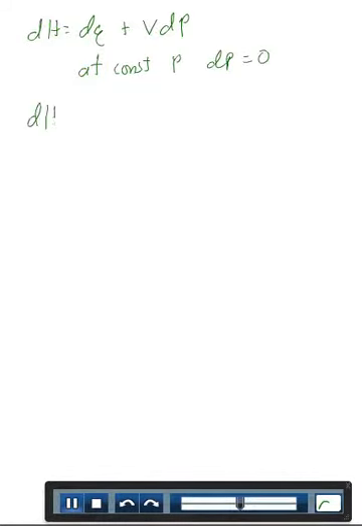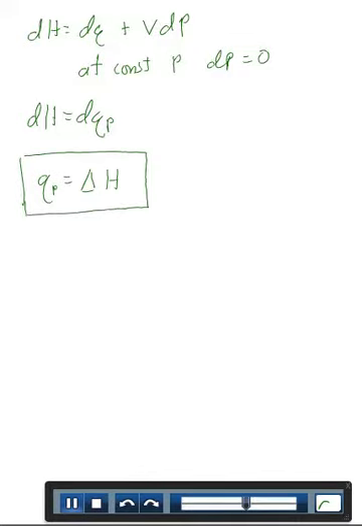Now the PdV terms, these two terms cancel, and so we get dH is equal to dq plus volume times the change in pressure. Well, at constant pressure, the change in pressure is equal to 0. Therefore, dH is equal to dq at constant pressure. Now, if we integrate both sides of this equation, we'll get q at constant pressure is equal to just the change in the enthalpy for that process. So this is the equation that we want to remember.